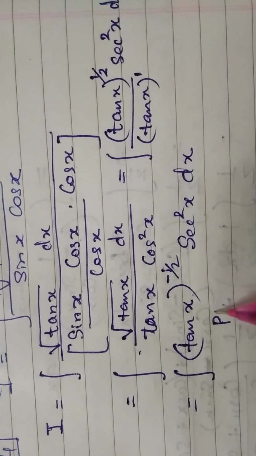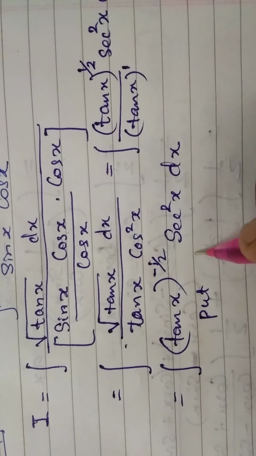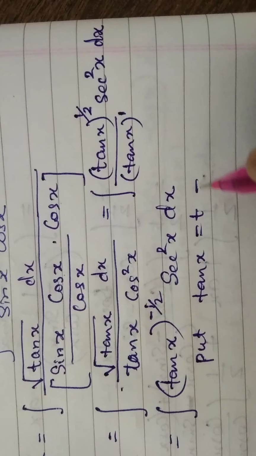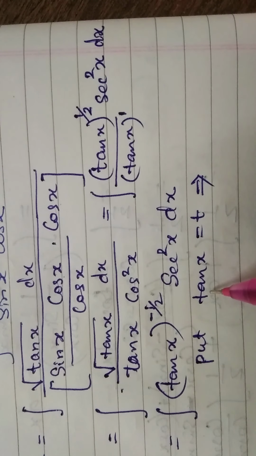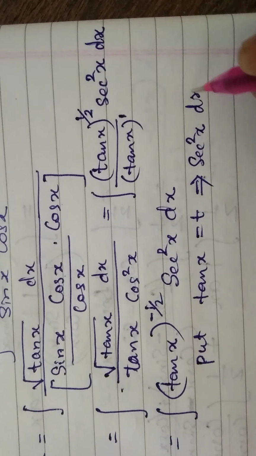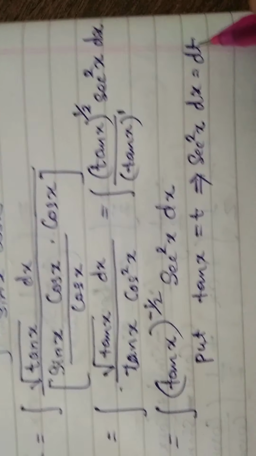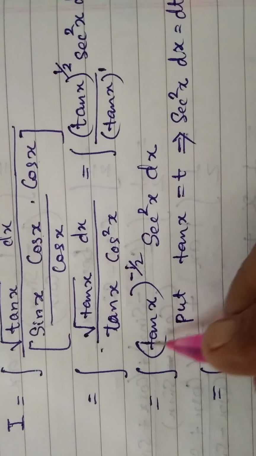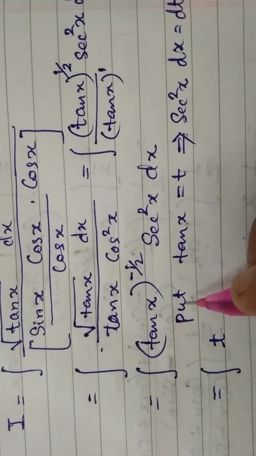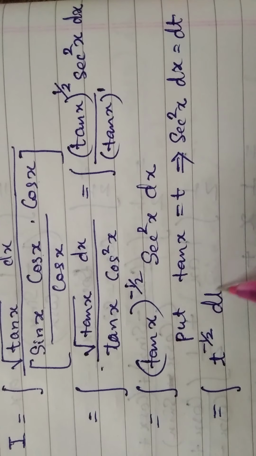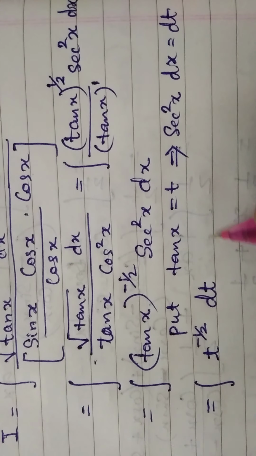So now I undergo a substitution. I say put tan of x is equal to t. So what would this simplify further as? Differentiate tan x. That gives me sec squared x into dx, and that is equal to dt. So my question further appears as integral t raised to minus half, since tan of x I have taken as t, and sec squared x dx I have taken as dt. So that is t raised to minus half into dt.